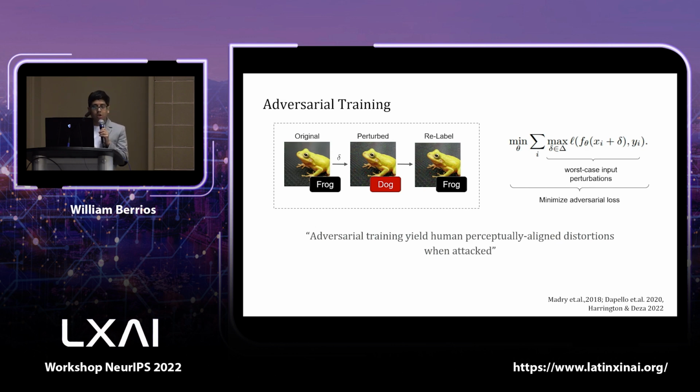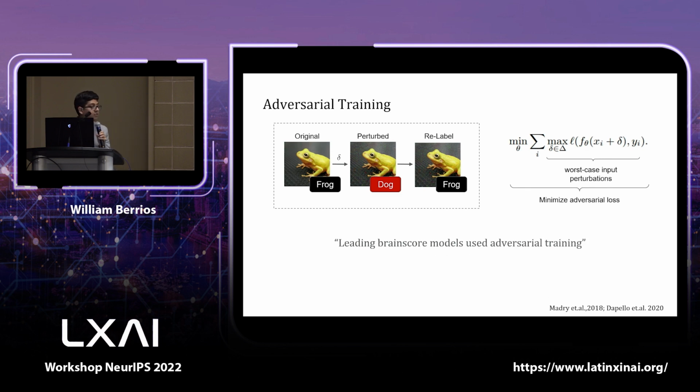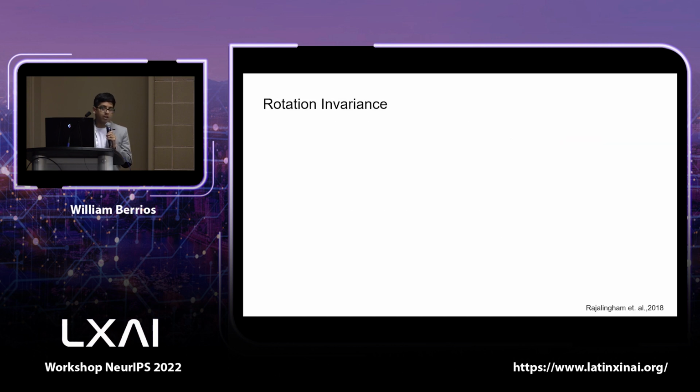This has been shown in work by Madry, Santurkar, and Harrington and Deza: adversarial training yields human perceptually aligned distortions when attacked with distortions like PGD attacks or FGSM attacks. Also, prior to the competition on the platform, leading BrainScore models used adversarial training. That's another reason why we use this.